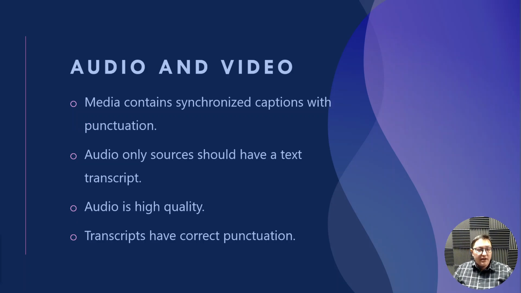Moving on to audio and video, you want to make sure any media that you have in your course contains synchronized captions with punctuation. Again, people who are hard of hearing, somebody who doesn't have access to headphones, that's important. Audio-only sources should have a text transcript, same as the above. I personally prefer to listen and read because I'm able to retain my information better that way. So this may also be just preferences for the students. This may be helping them learn easier as opposed to just they can't hear.